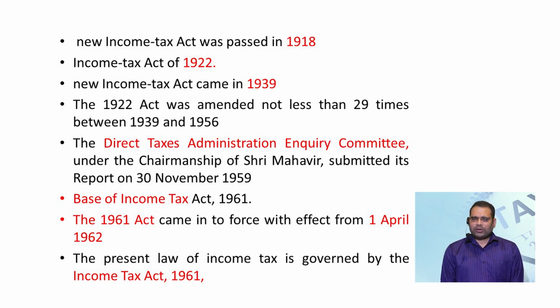As I already stated, the British government passed a new Income Tax Act in 1860. After that, in 1918, the British government brought a new Income Tax Act. In 1922, there was a structural reformation. Between 1939 and 1956, there were almost 29 amendments.